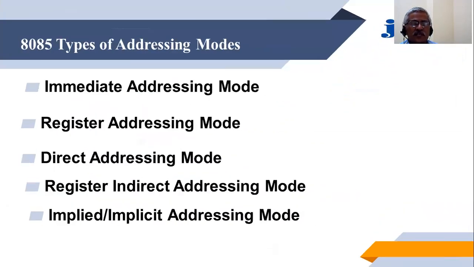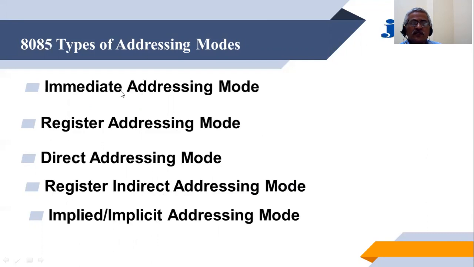So let's now see what the different types of addressing modes are. There are basically 5 types of addressing modes. First, the immediate addressing mode. Second, the register addressing mode. Third, direct memory addressing mode. Fourth, register indirect addressing mode. Fifth, implied or implicit addressing mode.